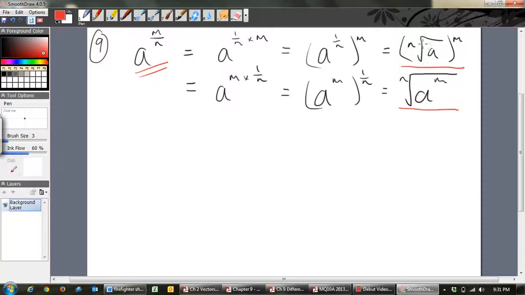In other words, you can take the nth root first and then raise it to the power of m, or you can raise it to the power of m and then take the nth root. It doesn't matter which order you do, both are true. Okay, so let's do some examples of that.